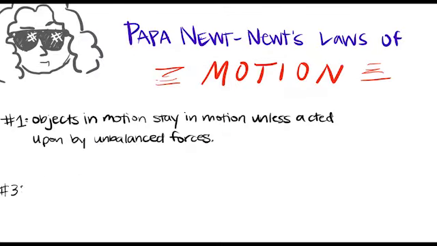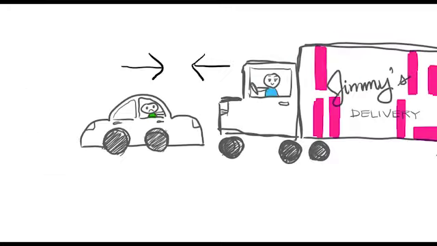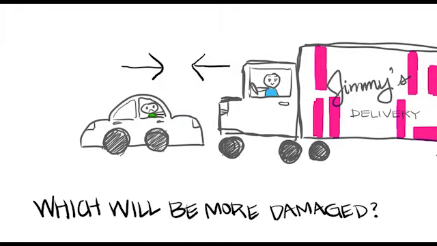This is because of Newton's third law, which states, for every action there is an equal and opposite reaction. This means that the forces themselves are equal and opposite, as you can see here. Okay, great. Now, we know that because the truck is bigger and heavier, it has a larger mass than the car. So which vehicle will be more damaged when they hit head-on? Even though they have equal forces, the little car will be more damaged.